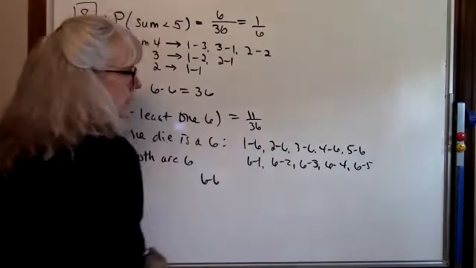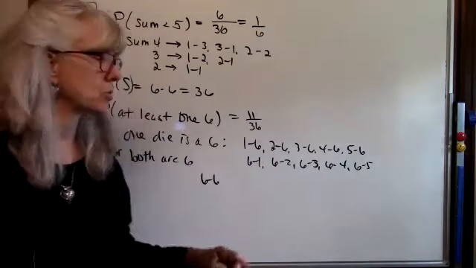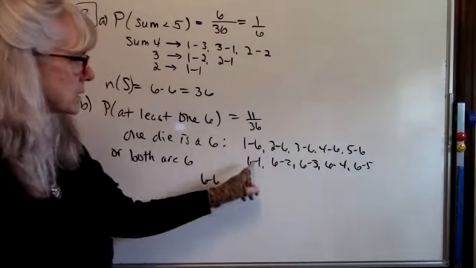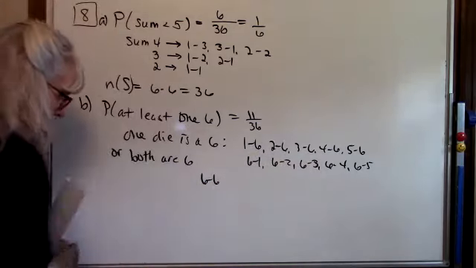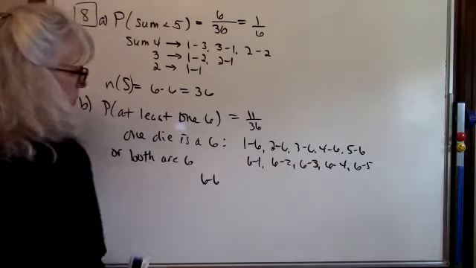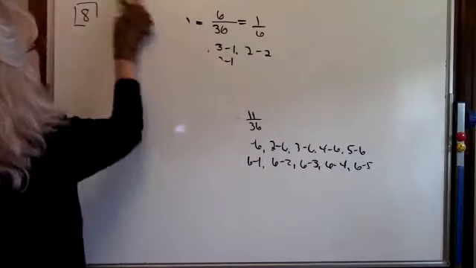out of 36. So again, one die is a 6 does not imply an order. So I had to address the first die being a 6 or the second die being a 6 and just count them up. That's why knowing what the sample spaces are is pretty handy, because it makes counting them up fairly easy on us.